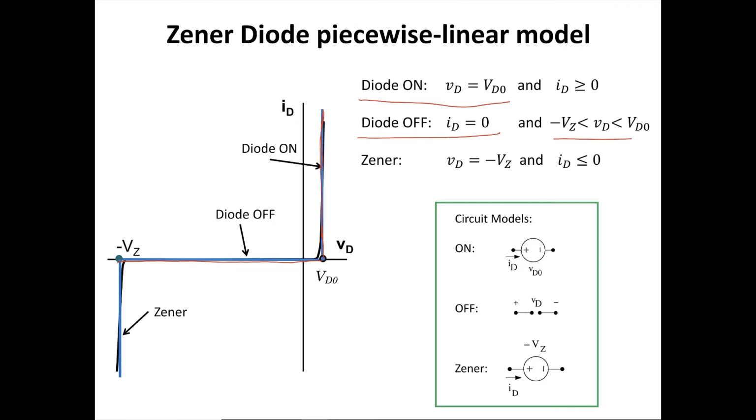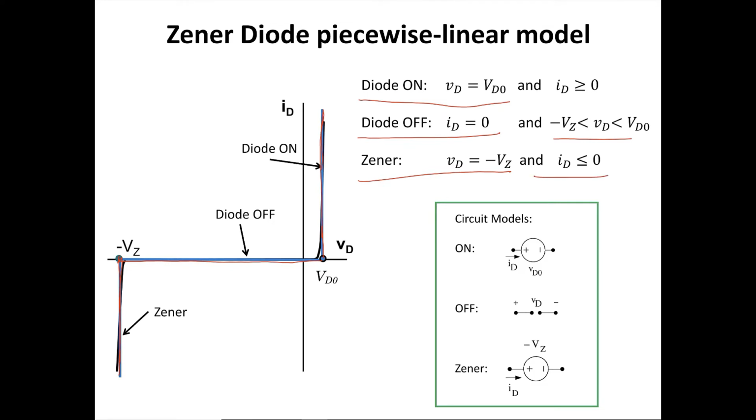And there's going to be the third region for the Zener diode that we didn't have in the regular PN junction diodes, that is the Zener region, and we're going to represent it with this line. And in the Zener region, VD is equal to negative VZ or negative Zener voltage, and the diode also conducts in this region, and in this region ID is less than or equal to 0.